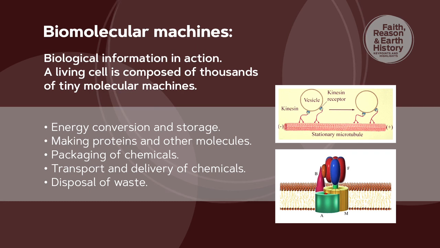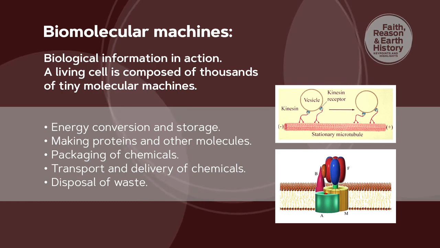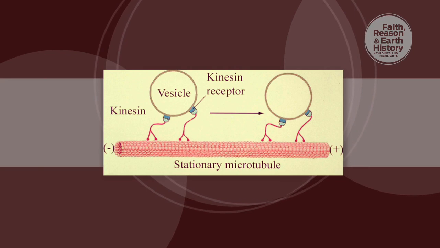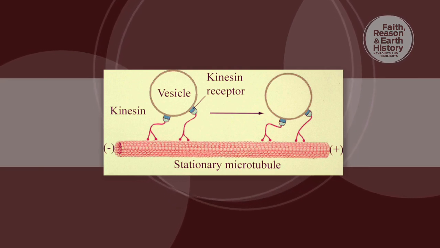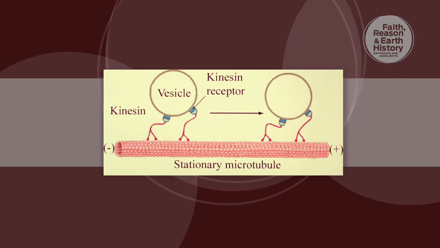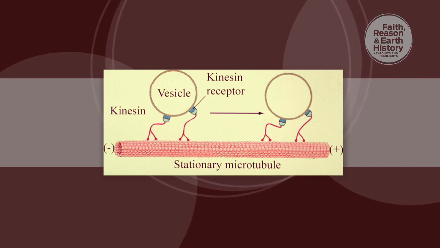They do things like energy conversion and storage, making proteins and other molecules, packaging of chemicals, transport and delivery of chemicals, and disposal of waste. You see here one of these machines, kinesin, which carries little vesicles of chemicals. And the kinesin literally walks down that microtubule and carries the vesicle to its destination.